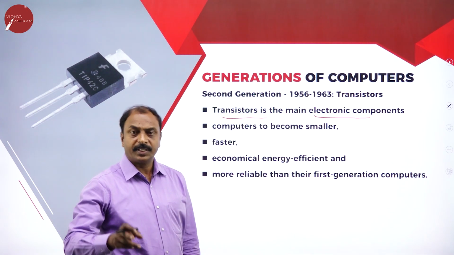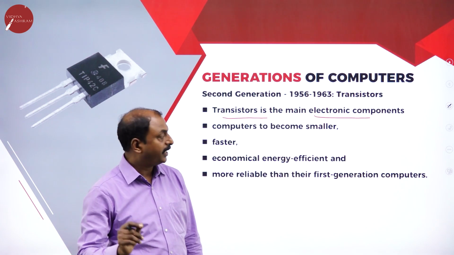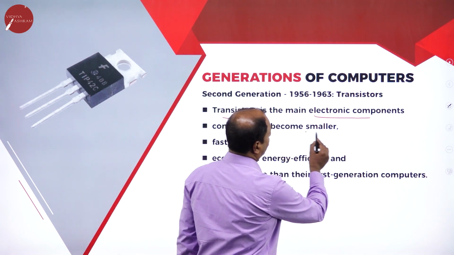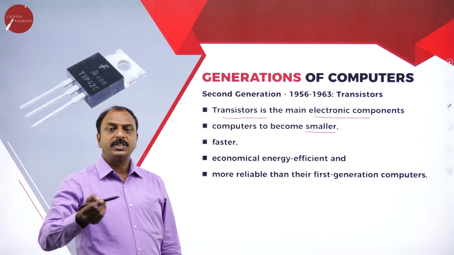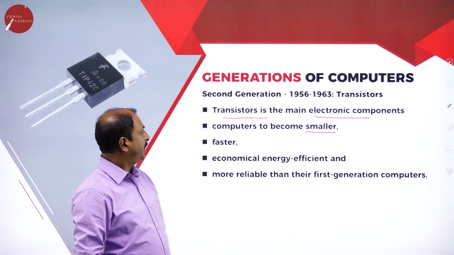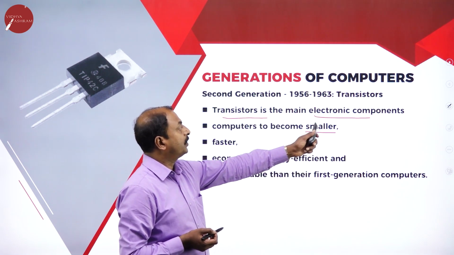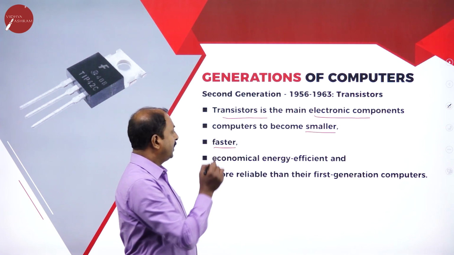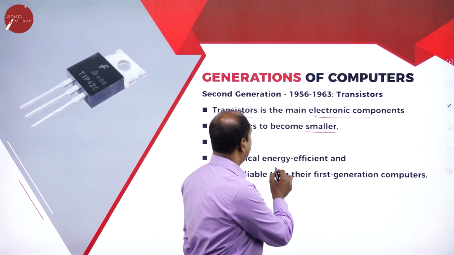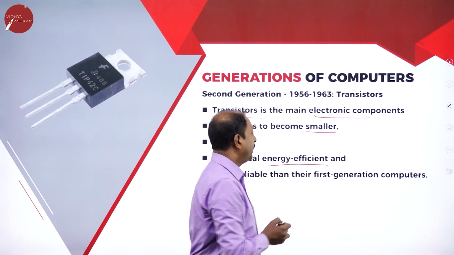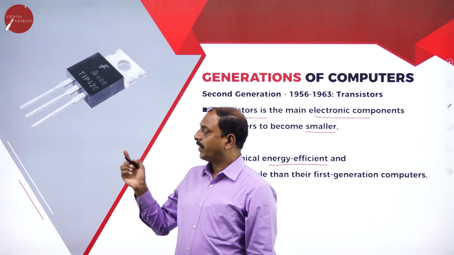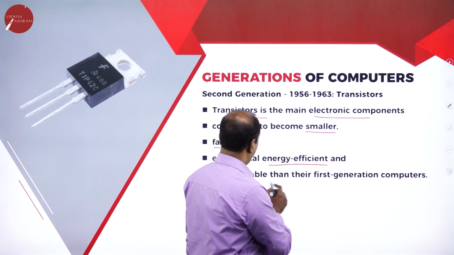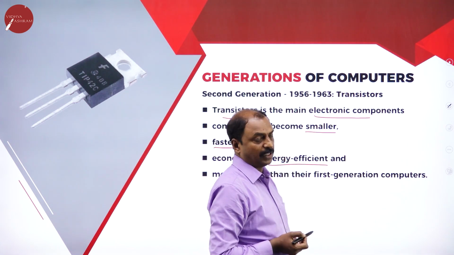So, as compared to electric valve, it is very small in size. Because of that, computers become very small as compared to the first generation of computers. Next, because it's an electronic component, it used to work faster and is economical and energy efficient. The transistor is an energy efficient device, is an electronic component, and is more reliable than the first generation of computer system.